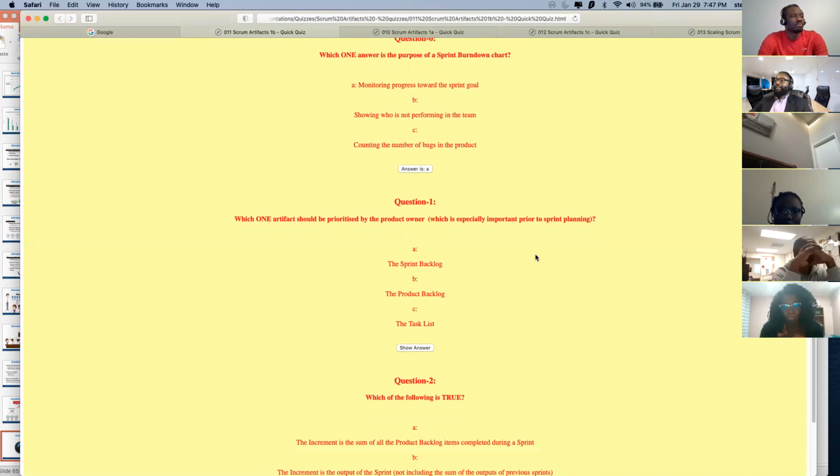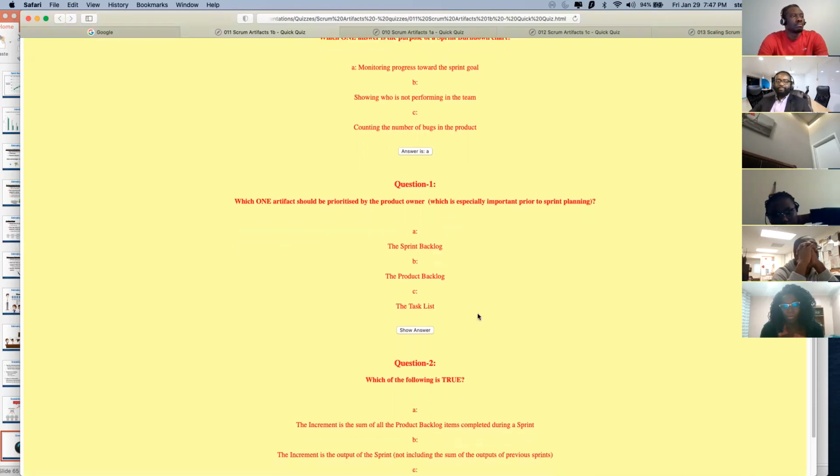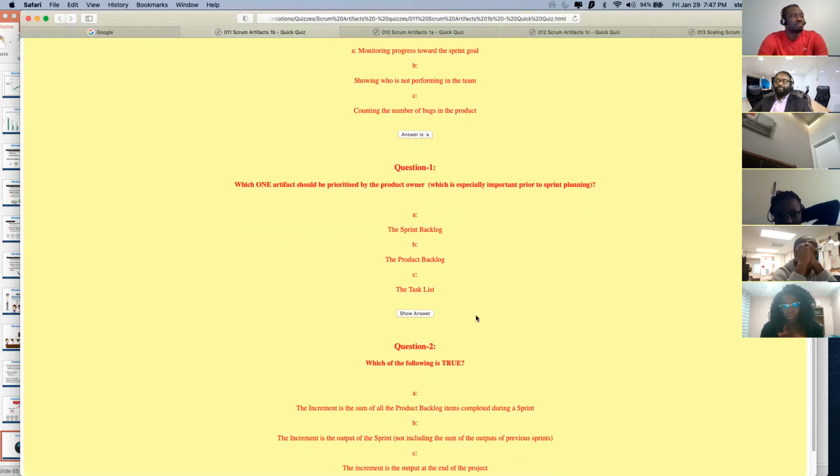Next one, which artifact should be prioritized by the product owner, which is especially important prior to the sprint planning? A, the sprint backlog. B, the product backlog. C, the task list. A, B, or C? A. Which artifact should be prioritized by the product owner?